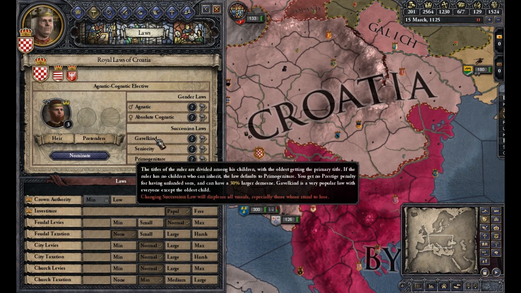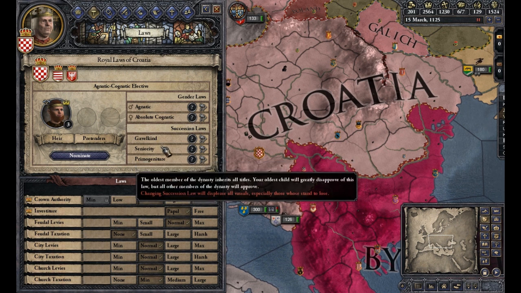if you only have one son, Gavelkind can be great because he'll just get everything. However, if you have two sons, one strategy is you could kill the younger son, and that way you get the benefits of the more holdings and not losing prestige and all that of Gavelkind. But you don't have to worry about everything getting split up. So that's Gavelkind. The next one is seniority.